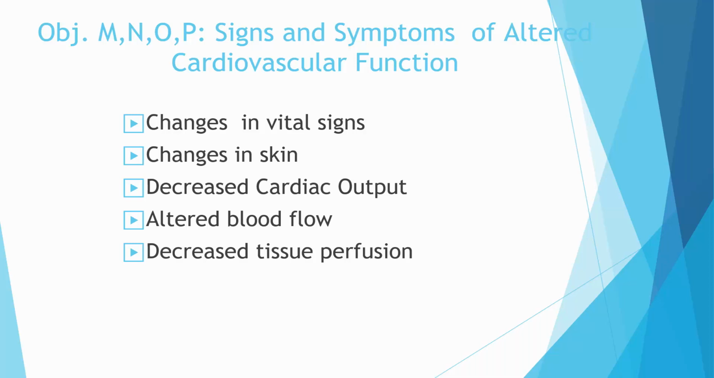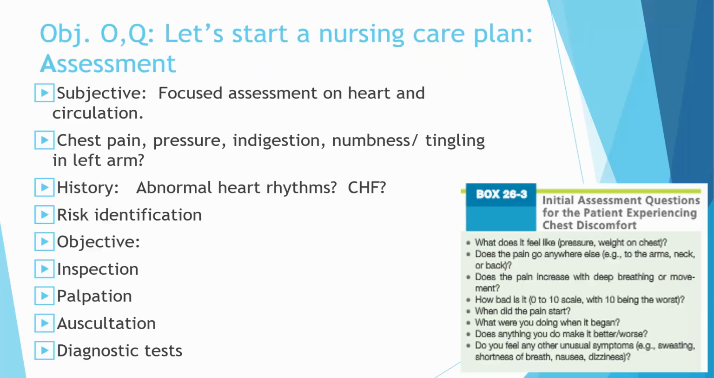And then decreased cardiac output could be seen from an MI or heart attack, valve dysfunction, dysrhythmias. Altered blood flow is seen with dehydration or excessive fluid volume. And then atherosclerosis and venous pooling as well. And then decreased tissue perfusion is seen with tissue ischemia in things such as peripheral artery disease or thrombus, which is deep vein thrombosis. And ischemia just means lack of oxygen.